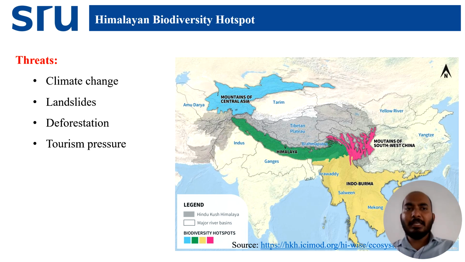Coming to the threats to the Himalayan biodiversity hotspots: the first one is climate change and landslides, followed by deforestation and tourism pressure. The Himalayan region is highly sensitive to environmental disturbance, right? So the major threats are related to climate change, landslides, deforestation and tourism pressure. Climate change is especially dangerous because rising temperature affects glaciers and species habitats.